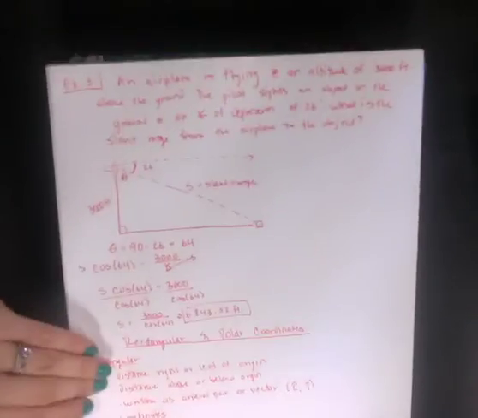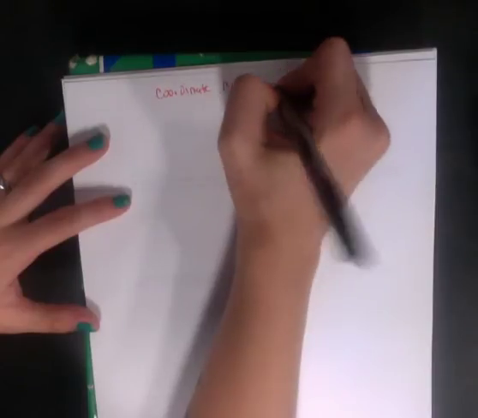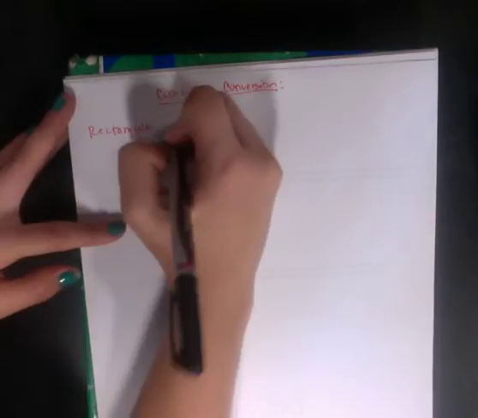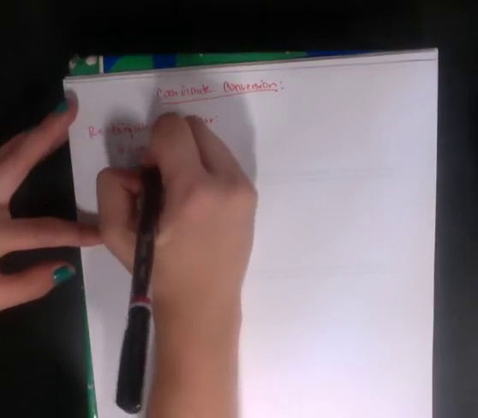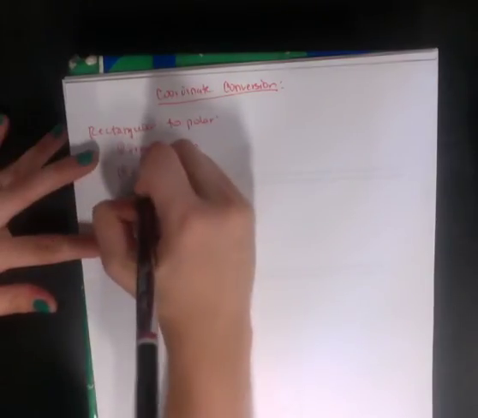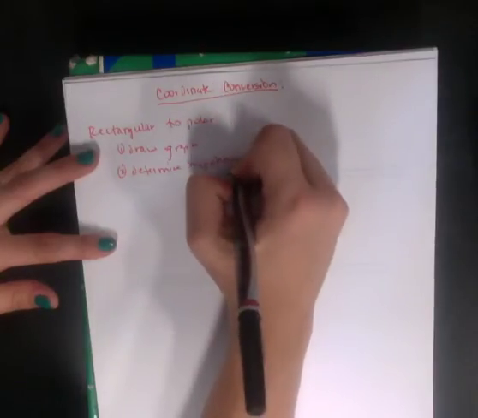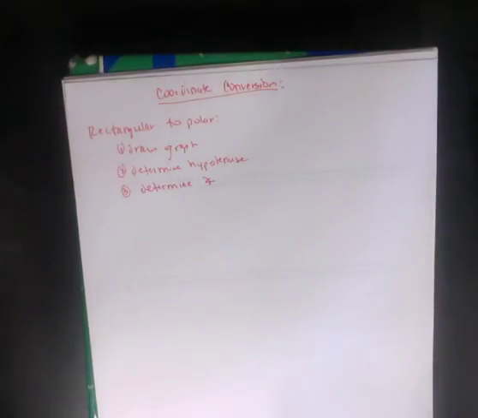Okay, now for coordinate conversion, if we are going from rectangular to polar, you need to draw your graph, always and forever, determine your hypotenuse, and then determine your angle. Okay, so here's an example.